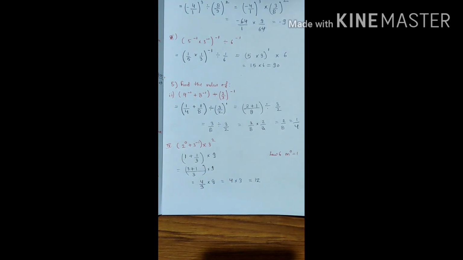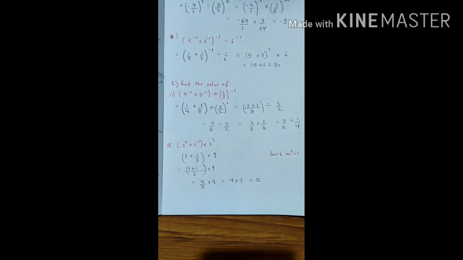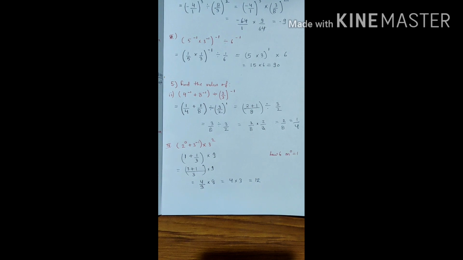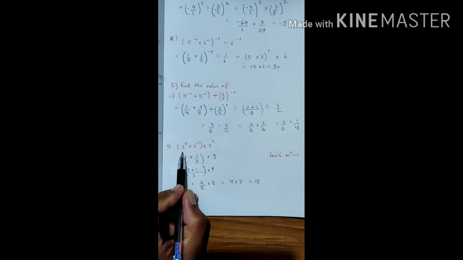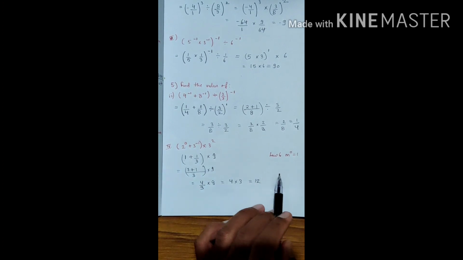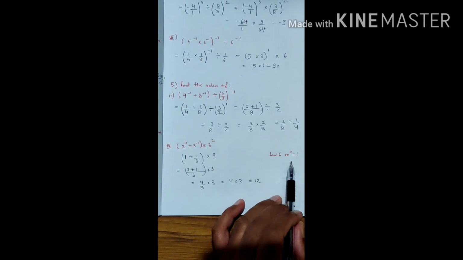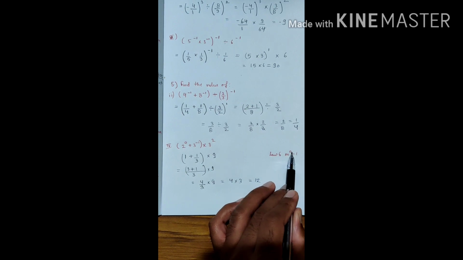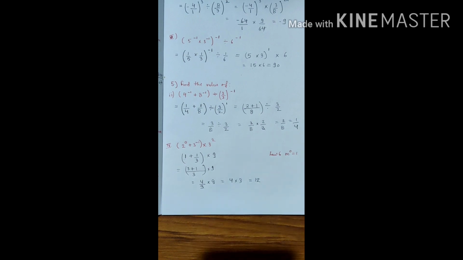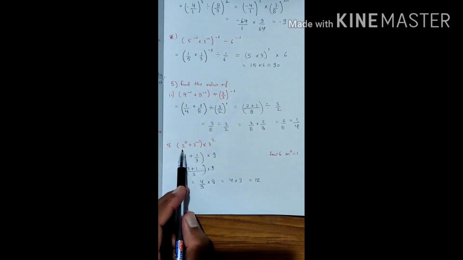Moving ahead, we will see part 4 of question number 5. It says 2 raised to the power of 0 plus 3 raised to the power of minus 1, and outside the bracket you have 3 square, which is multiplied by this value. Here, as you can see, 2 raised to the power of 0. Again, your law 6 in exponents: when any integer or number has a power of 0, the value always comes to be 1. So we will do the same over here. 2 raised to the power of 0 will become 1.